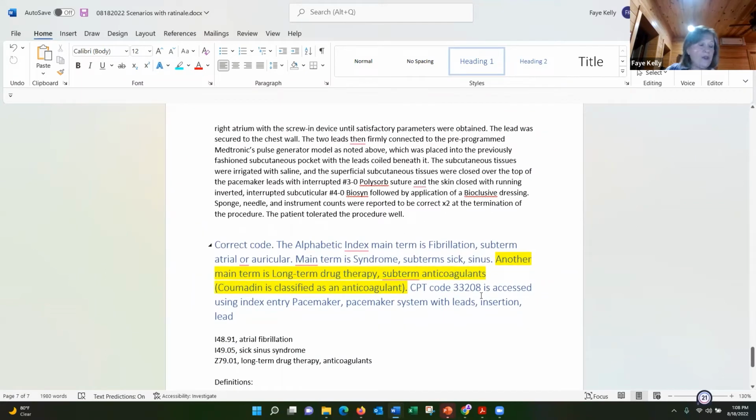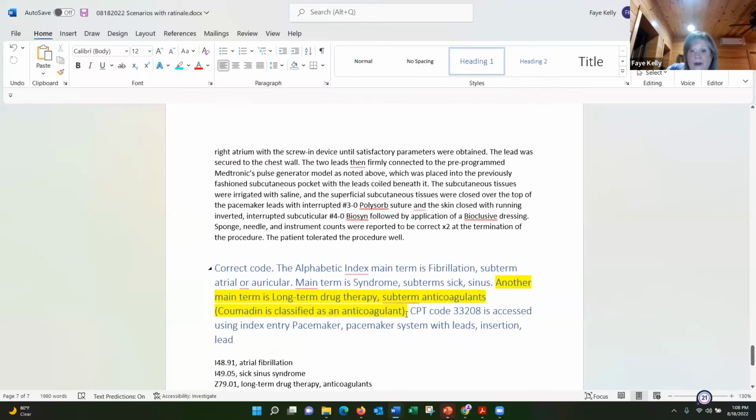So we could read through our procedure description, and we are going to come out with our CPT code as 33208. Pacemaker with leads and insertion lead. Everyone got that correct. Before we go over the diagnoses, any questions on the procedure? You did very well.